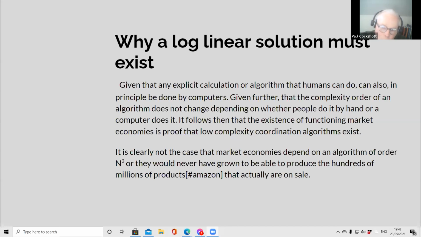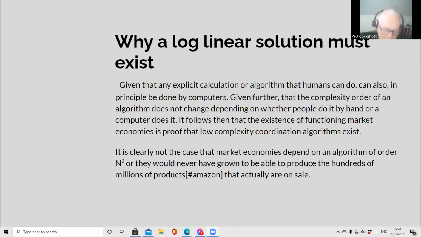And if it were the case that coordinating 50,000 products would take 24,000 years, well, clearly the world capitalist economy, which was producing well over 50,000 products in von Mises' day, wouldn't have been able to survive. So we know that there is a solution which is better than the purely optimal von Neumann solution.